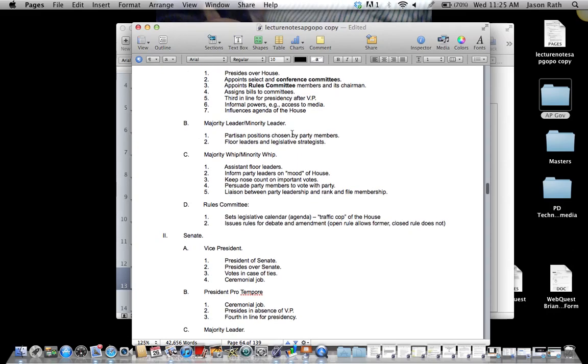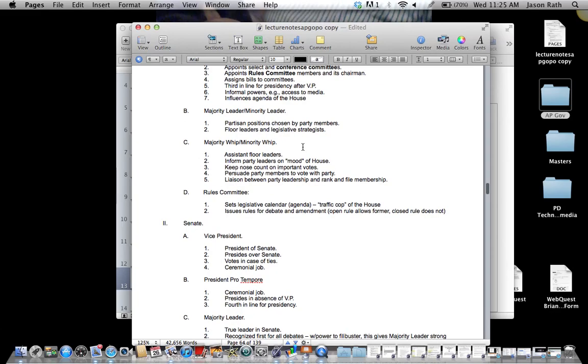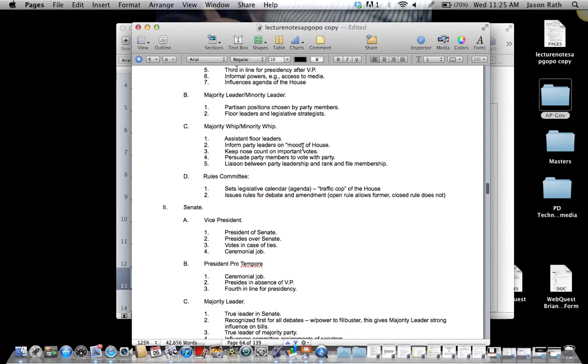Now, the majority leader and minority leader are partisan positions chosen by party members, and they are floor leaders and legislative strategists. Then you have the majority whip and minority whip. These are the people that actually break out whips and whip people that are falling asleep in Congress, much like, not in government class, let's just say some other class that's not as exciting as government, where students fall asleep. Use that as an example of the whip.